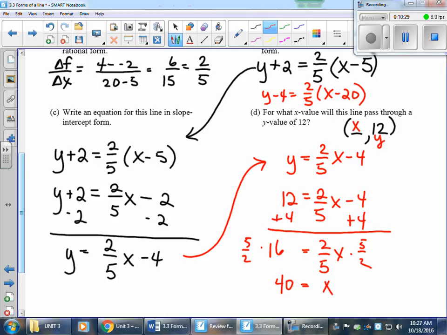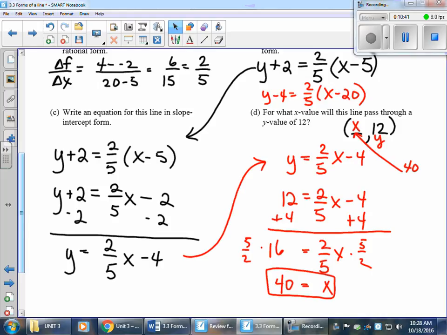All right? So we know that our x up here, instead of being x, this is going to be 40. So pause, write down whatever you need to, and we will come back in a couple of minutes.